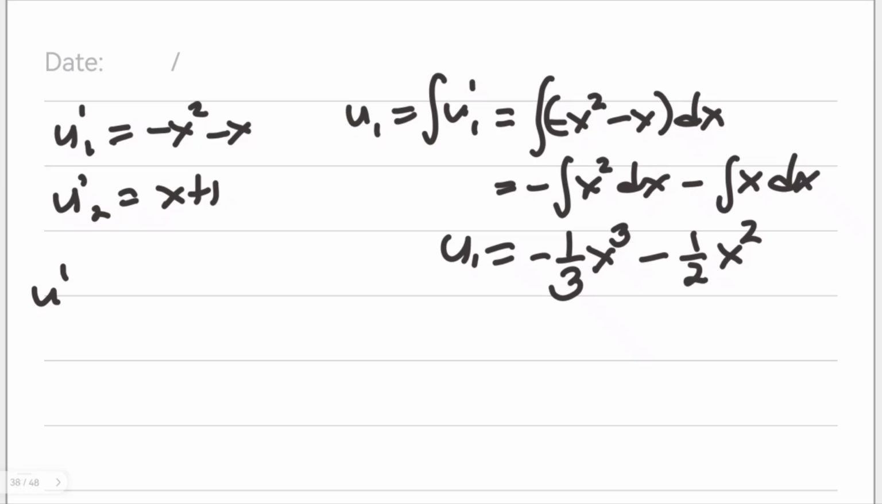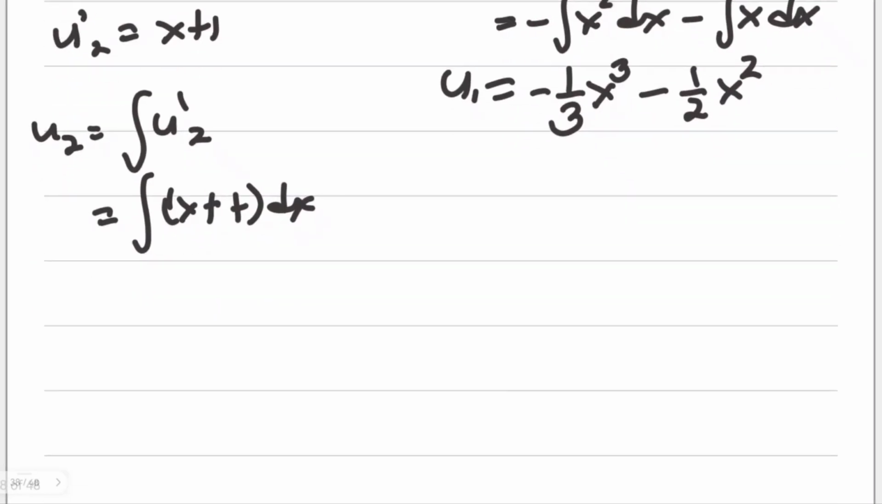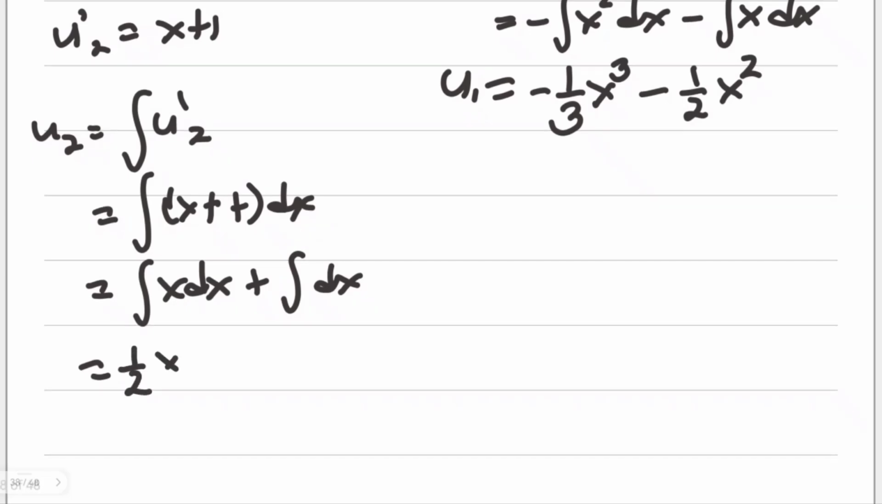Now for u sub 2. U sub 2 is the integral of u prime of 2. Again, dx will appear here. So you have x plus 1 dx. So solve that. Integral of x dx plus integral of dx. So you have here positive 1/2 x squared plus x, as this is the integral of dx here. But of course, again, no c in the meantime. So you have u sub 2, and then you have your u sub 1.